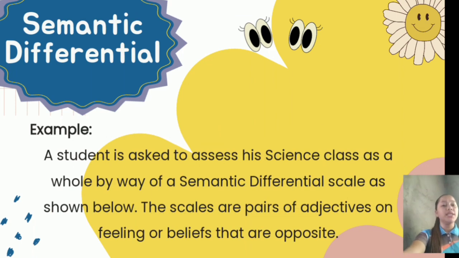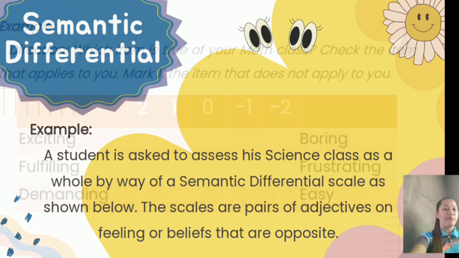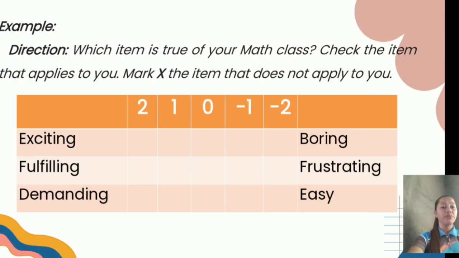Example. A student is asked to assess his science class as a whole by way of a semantic differential scale as shown below. The scales are pairs of adjectives on feelings or beliefs that are opposite. So, this is an example direction. Which item is true of your math class? Check the item that applies to you. Mark X the item that does not apply to you. So, you check the item that you feel applies to yourself, and then X if it does not.